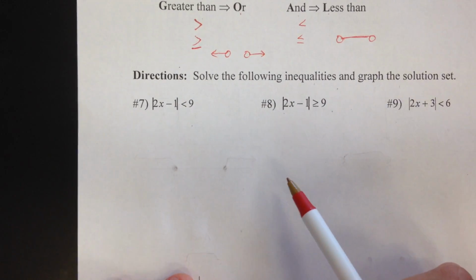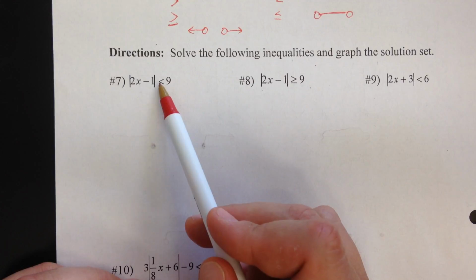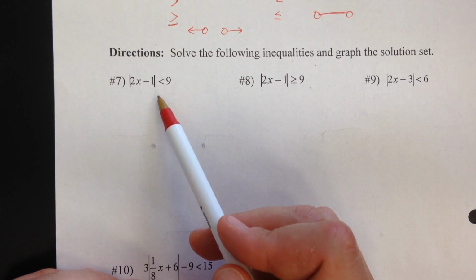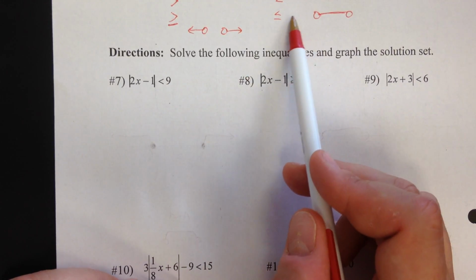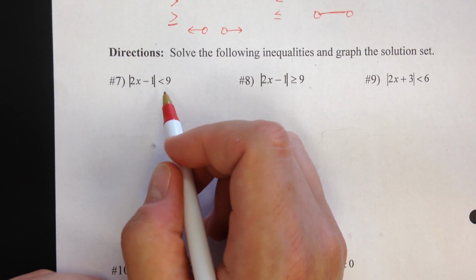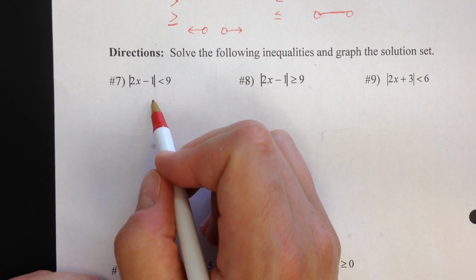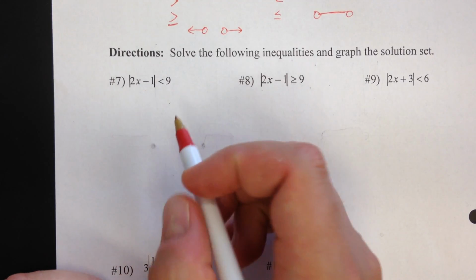Okay, so let's take a look at number 7. Absolute value of 2x minus 1 is less than 9. So the distance has to be less than 9. So we're going to be looking for values between. Okay, this is going to be an AND problem. Now, absolute value, when you solve an equation, you have a positive case and a negative case. The same thing is going to be true here.